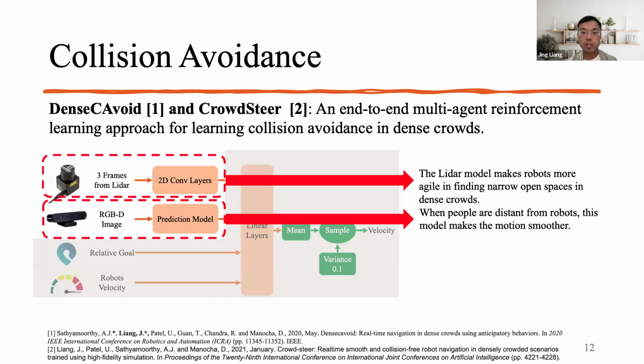Some takeaways from this project. We noticed that the LiDAR sensor with very accurate geometric information can help robots to behave more agilely to find the narrow open space in dense crowds. And the RGBD sensor with very rich context features can provide more information about the environment and help robots to move smoother when the robot interacts with people in front.